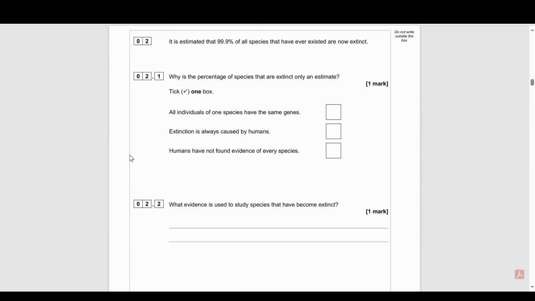Question 2. It is estimated that 99.9% of all species that have ever existed are now extinct. 2.1. Why is the percentage of species that are extinct only an estimate? Tick one box. Well, the first option says all individuals of one species have the same genes. Well, they have the same genes, but they may have different versions of that gene. So that would actually mean alleles. But that's not going to be the reason why that's an estimate.